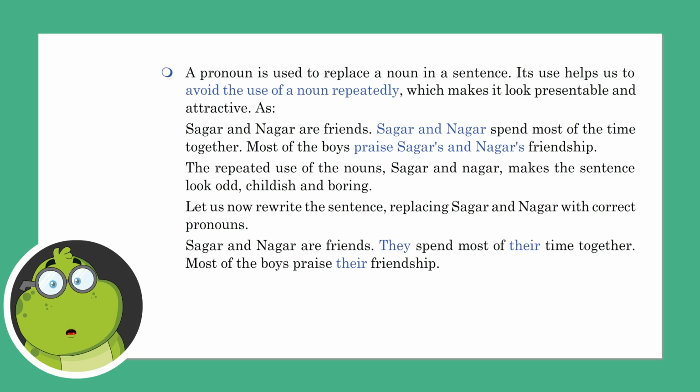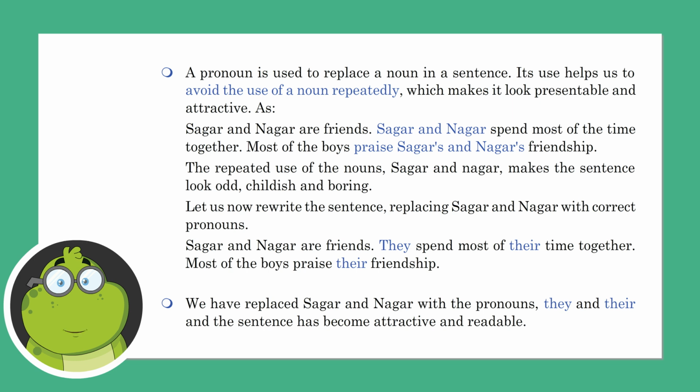Let us now rewrite the sentence replacing Sagar and Nagar with correct pronouns. Sagar and Nagar are friends. They spend most of their time together. Most of the boys praise their friendship. We have replaced Sagar and Nagar with the pronouns they and their, and the sentence has become attractive and readable.